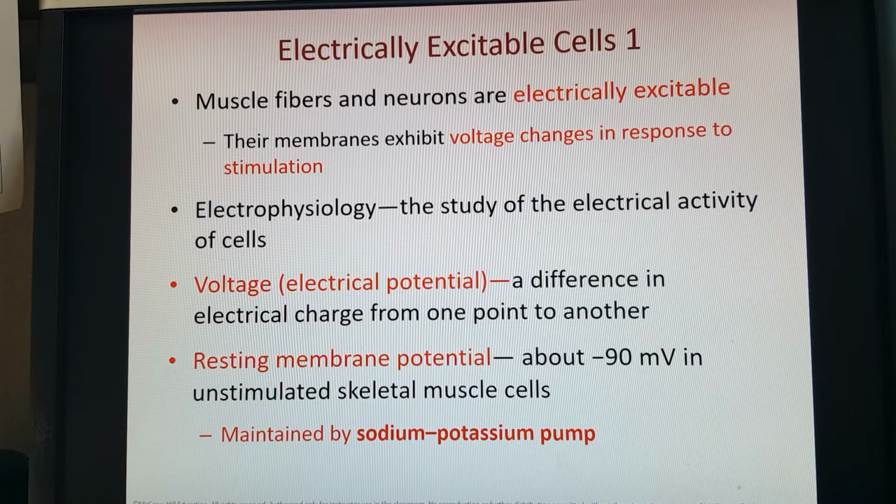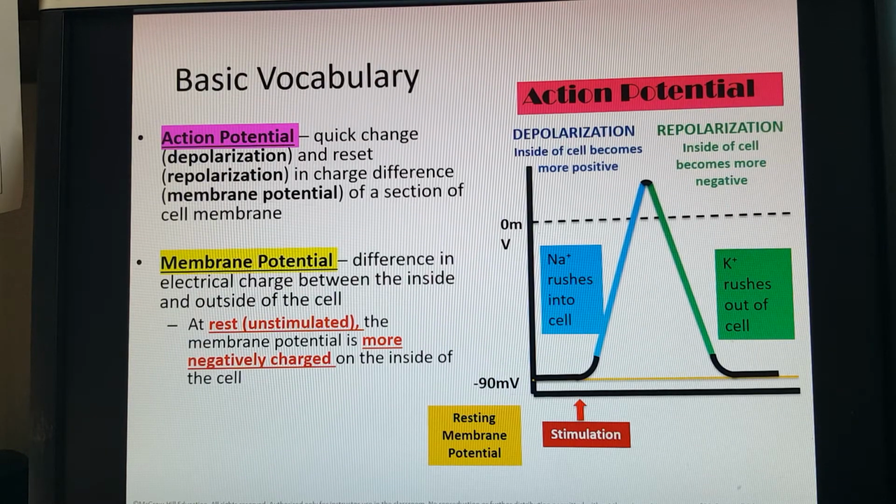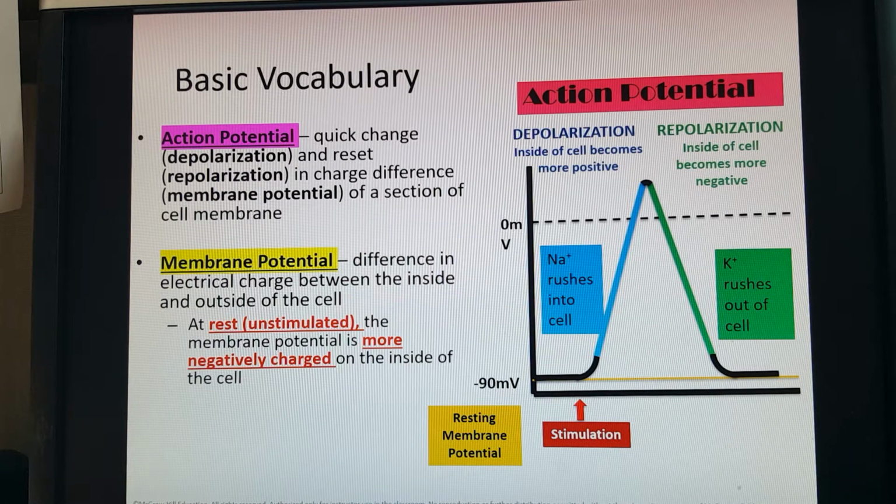This charge difference is maintained by our sodium-potassium pump, the one we talked about in Chapter 3 in our cell chapter. That sodium-potassium pump also works here. So let's look at some basic vocabulary. An action potential is a quick change, a depolarization, and reset, repolarization, in the charge difference, which is our membrane potential of a section of cell membrane. So a quick depolarization and quick repolarization of our membrane potential.